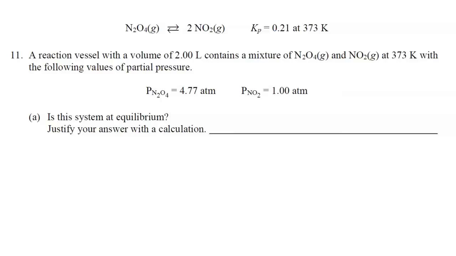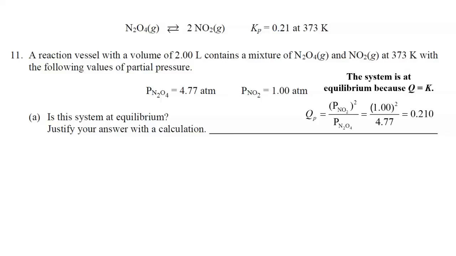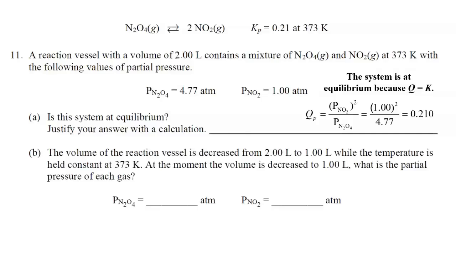So it's going to be products over reactants, the pressure of the NO2 squared divided by the pressure of the N2O4. So the math you're doing on your calculator would be 1 squared divided by 4.77. And when you do that math, you get 0.210. So yes, the system is at equilibrium because right now Q equals K. But here comes the stress. We're not adding a chemical. We're not removing a chemical. We are changing the volume of the reaction vessel.